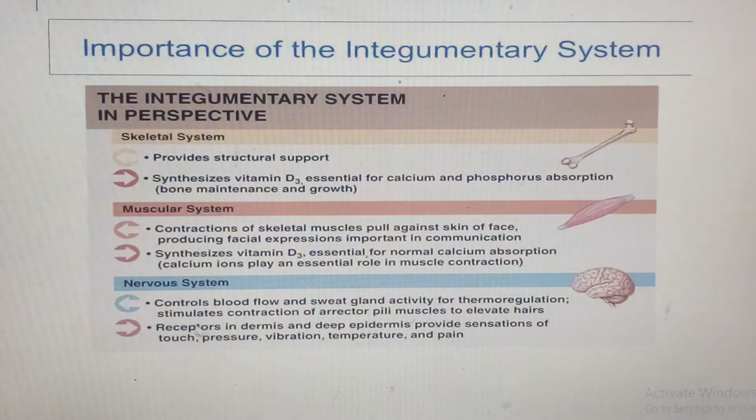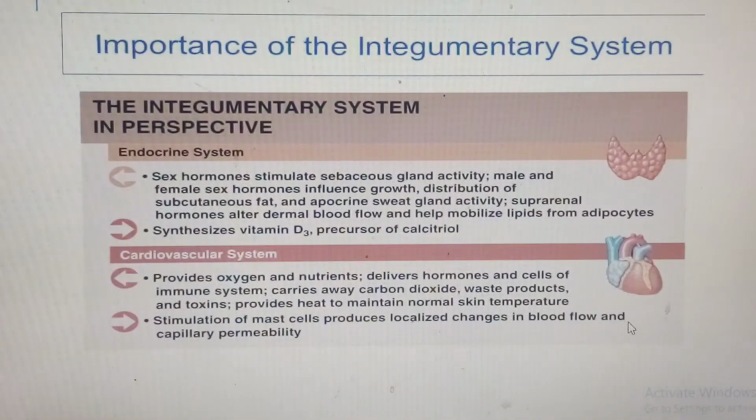Likewise, on the other way, in the skin, in the dermis and the deep part of the epidermis, they provide sensations of touch, pressure, vibration, temperature, and pain. Because we said that we have free nerve endings, Pacinian corpuscles, Meissner's corpuscles, Merkel discs, all these will help augment the function of the nervous system.